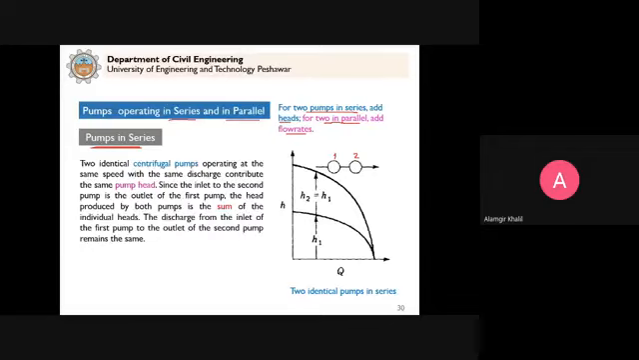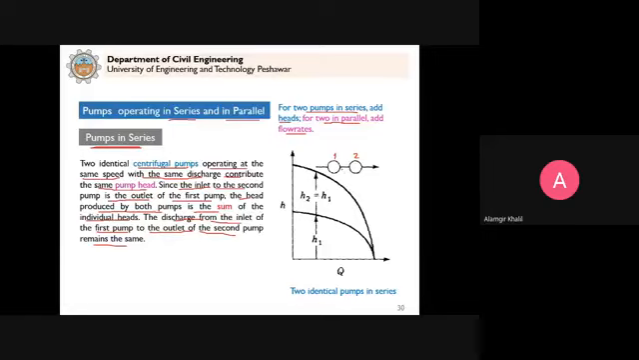Two identical centrifugal pumps operating at the same speed with the same discharge contribute the same pump head. So we have H1, and H1 is equal to H2 for two identical pumps. Clear? Since the inlet to the second pump is the outlet of the first pump, the head produced by both pumps is the sum of the individual heads. The discharge from the inlet of the first pump to the outlet of the second pump remains the same.